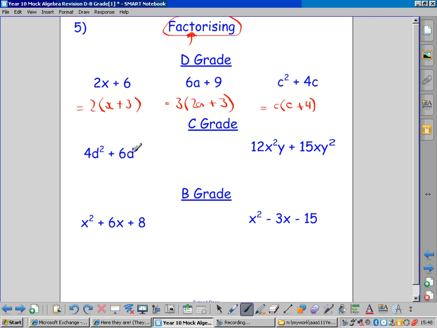For the C grade ones, we look for a number and a letter. The biggest number that goes into 4 and 6 is 2, the biggest factor, but we can also take d out. So 2d outside the brackets. 4d squared divided by 2d is 2d, and 6d divided by 2d is just 3.